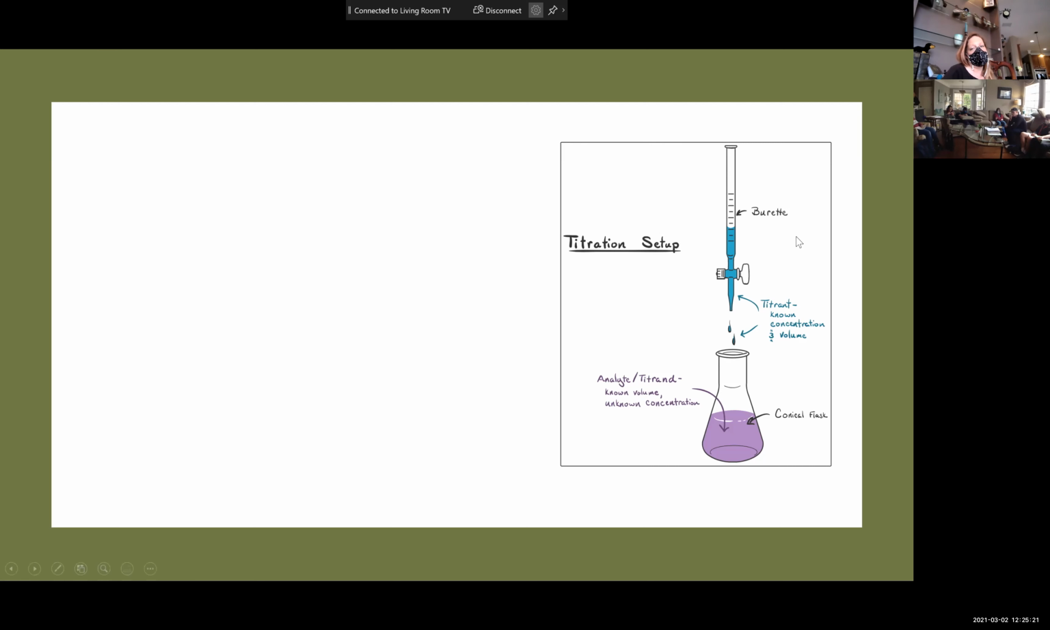So what you do is you put a standard solution in the burette. So what's a standard solution? Does anybody remember from your reading?